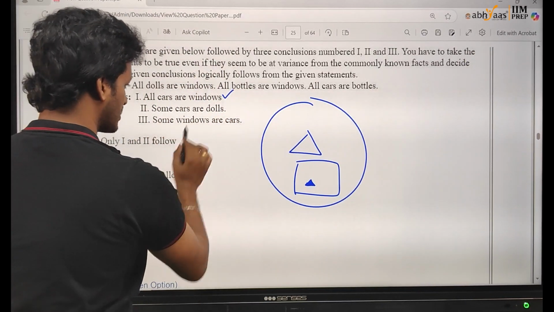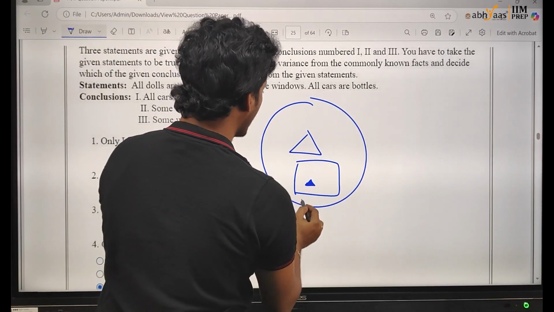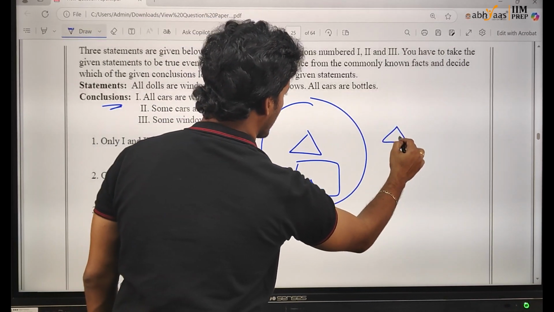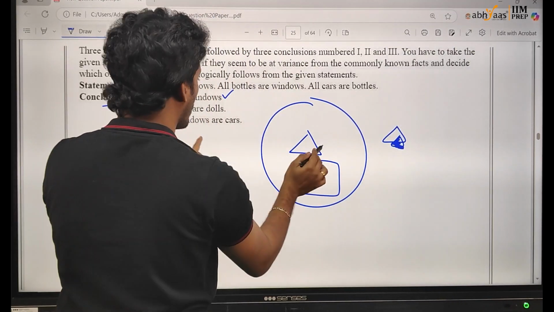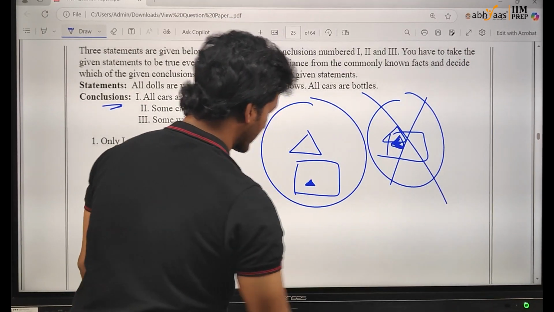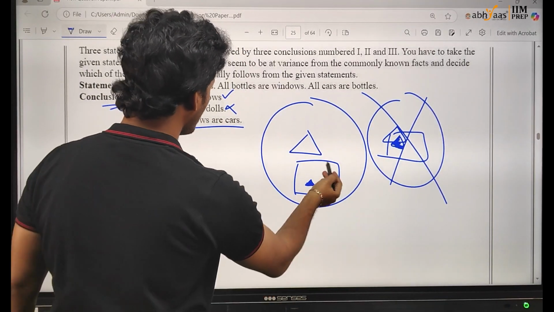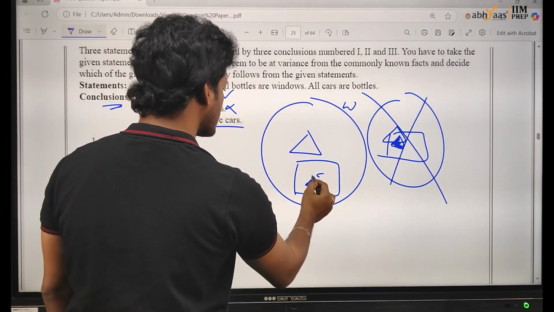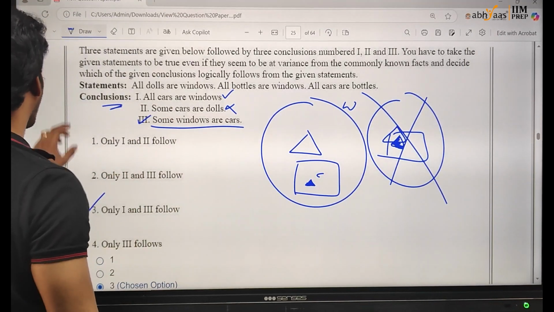Some cars are dolls. So yeah, some cars can be dolls. It cannot be a conclusion. It can be an assumption, because I can draw like this, because they never said that bottles and dolls are not together. But this is an assumption, so I should not take it. Okay, so option 2 is wrong. Some windows are cars. Obviously, it is in the windows. So yes, some windows are cars. Yes, exactly. So the option is 1 and 3. Option 3 is right.